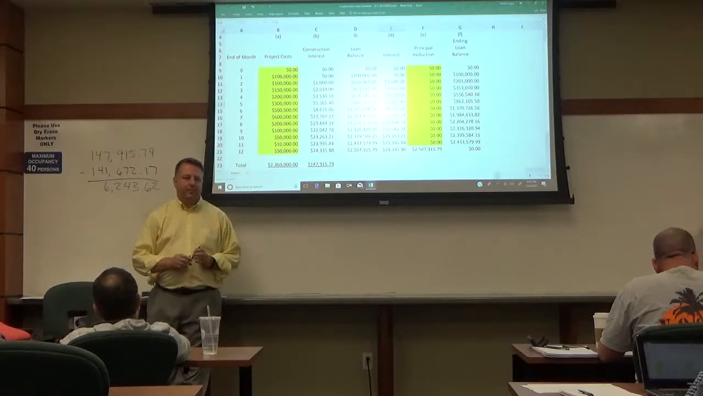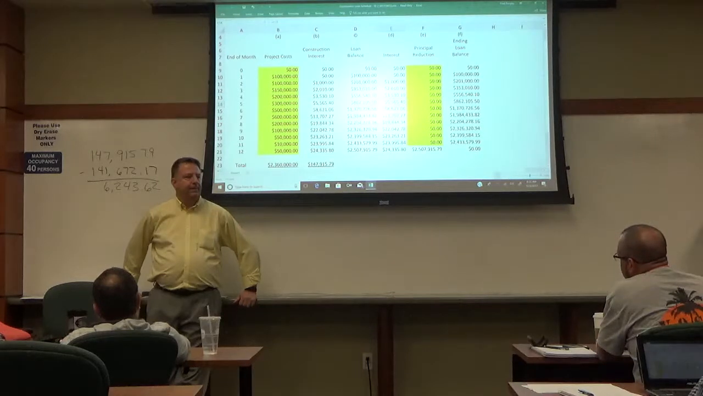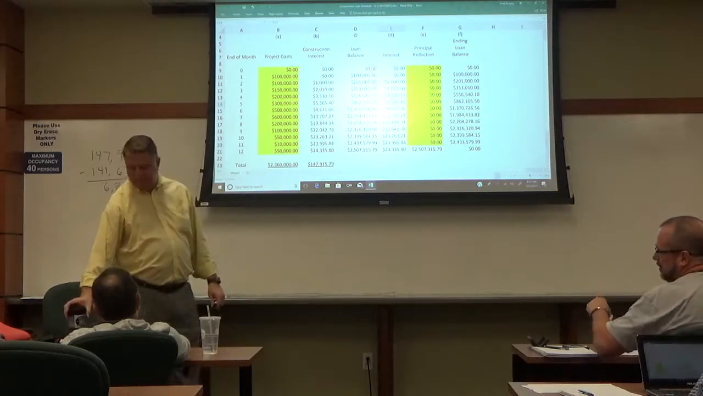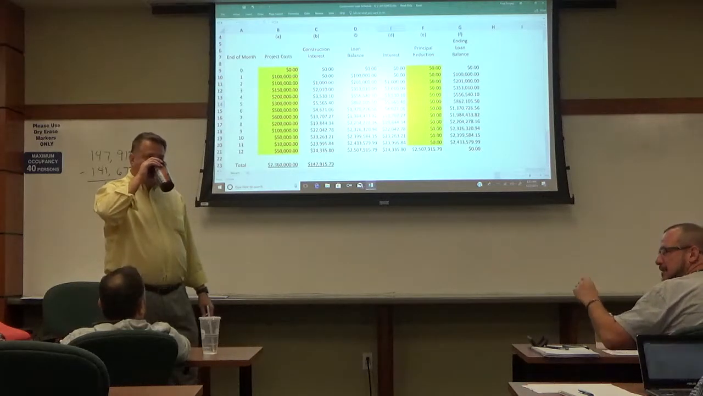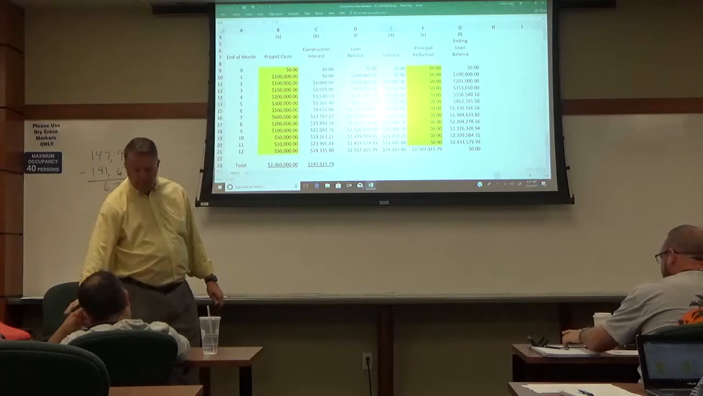Before they give you that next draw, they first have to ensure that the previous month's work has been done, and however they choose to monitor that. Sometimes, when you submit your next draw, they'll ask for canceled checks for everything that was included in the last draw, to make sure that you are spending the money.